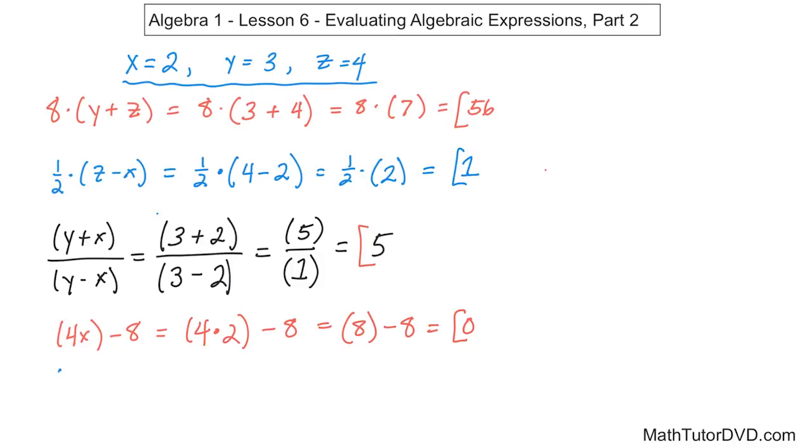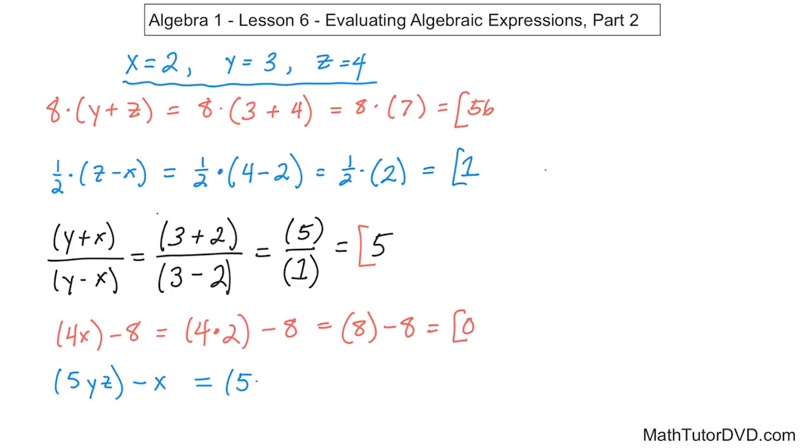What if we have 5 times y times z, close the parentheses, minus x. What if that's our algebraic expression? Now notice inside of here we have three things. They're all next to each other, but there's no multiplication symbols. But in algebra, you know this is 5 times y times z, and this must be done first because it's inside of the parentheses. So we open the parentheses first.